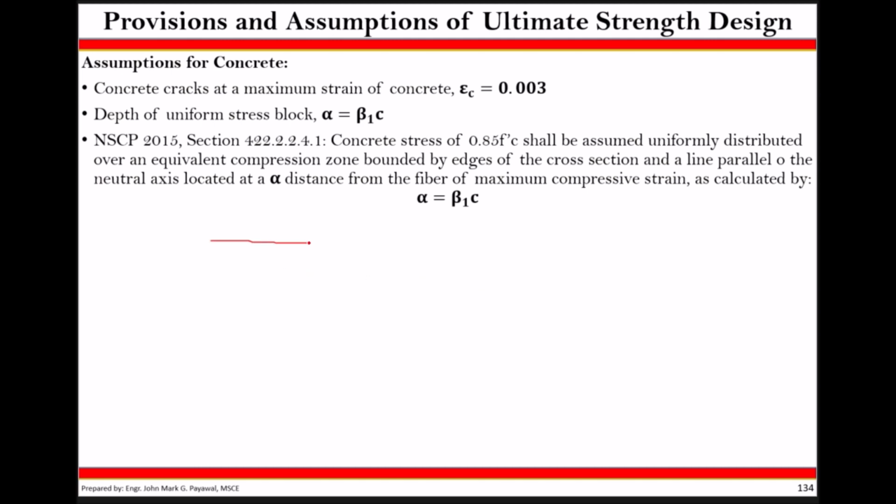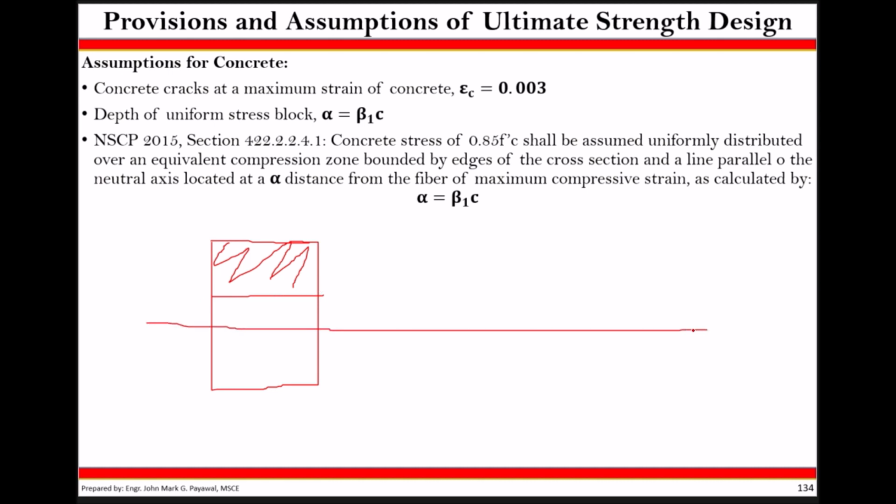Later on, you would realize, as I said in the notations and symbols video, that in WSD the neutral axis is located exactly at the tip of the cracked section. Here in USD, there is a distance between the two. I'm just exaggerating the distance here. This is my neutral axis.